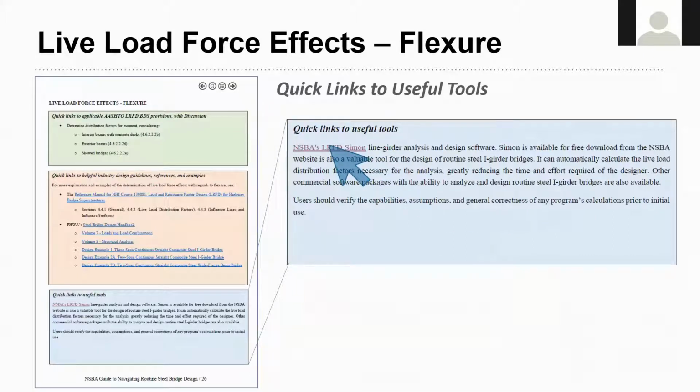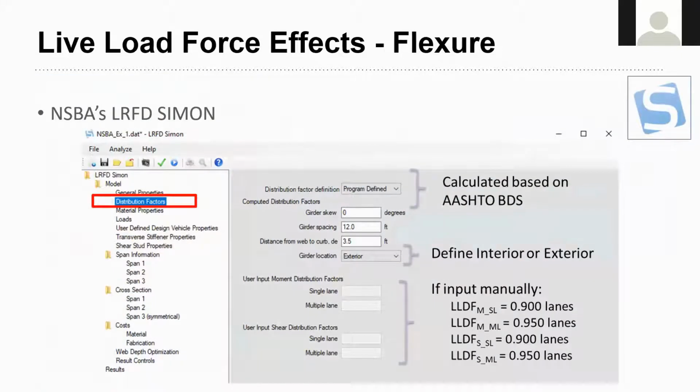And as you can see, NSBA's LRFD Simon line girder analysis program is linked here. Why is it linked? Well, it can do the calculations for you, and it can do the full girder design for a line girder analysis, but it also does the live load distribution factors. Now you can go ahead and calculate those manually if you want and input them, but Simon also allows you to put in some parameters for your particular bridge, and it'll calculate the live load distribution factors on its own.